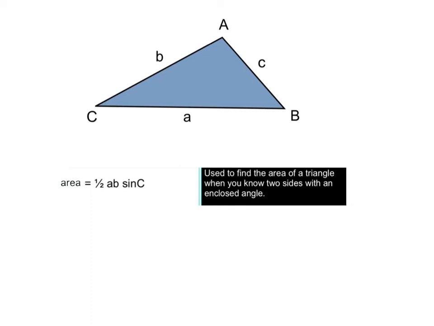Right, here we are going to look at the last formula on the formula list. We're looking at the area of a triangle formula. Now, the area of a triangle here is given by a half AB sine C. So if I highlight those on the triangle at the top, I've got A, one side, I've got B, another side, and then this angle C is the angle contained by them.